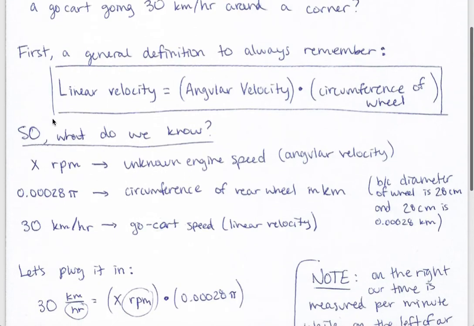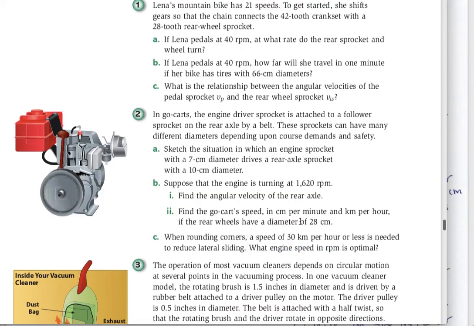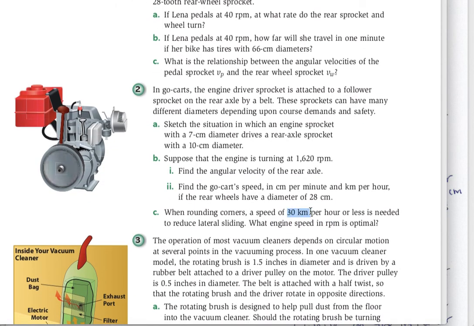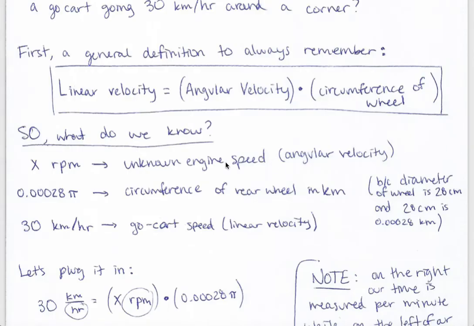Okay, so now what do we know? We've got this unknown variable x for the engine speed, and that's our angular velocity in RPMs. What we do know is the circumference of the rear wheel in kilometers. Why are we doing it in kilometers? Because the 30 kilometers per hour is given to us in kilometers, so we need to convert everything to kilometers.